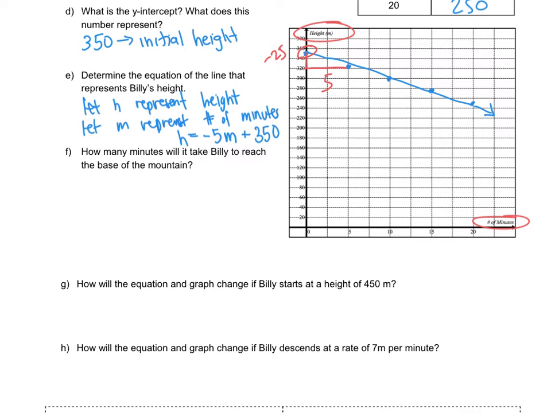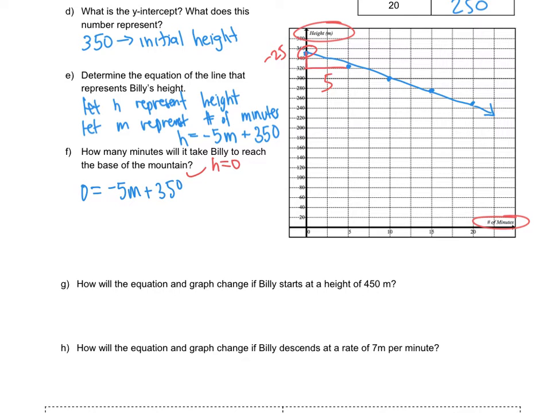How many minutes will it take Billy to reach the base of the mountain? So the base of the mountain means we want a height of 0. So let's just take this equation and replace h with 0. And when we do that, we actually end up with a linear equation that we have to solve.